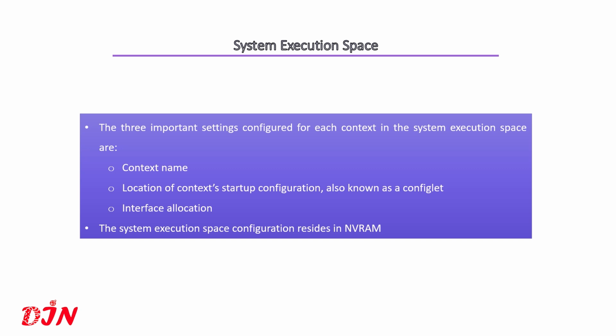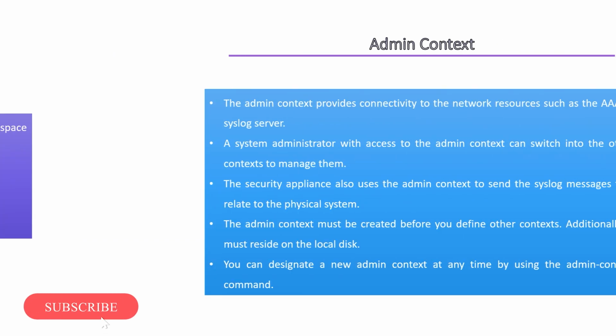The system execution space configuration resides in the NVRAM area of the security appliance, whereas the configurations for security contexts are stored either in local flash memory or on a network storage server using one of the following protocols: TFTP, FTP, HTTPS, and HTTP.